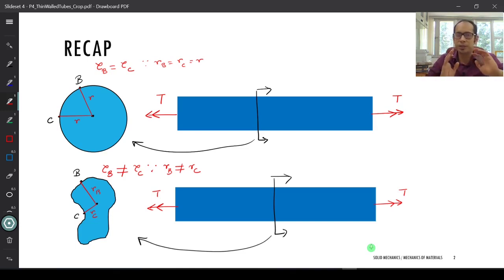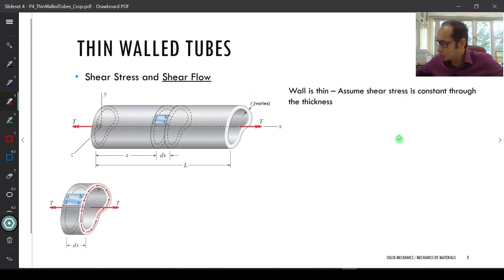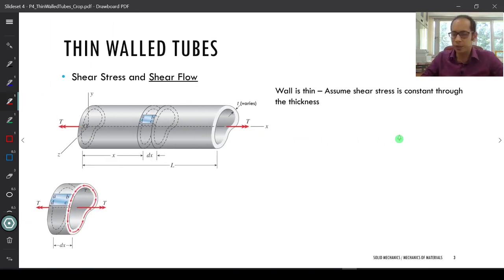Now, once we understand this, let's go to some interesting discussions on thin walled tubes, right? For the thin walled tubes, I'm going to present to you this figure over here. Okay? So let's try to understand the figure, and then we will go into the derivation and discussion on a particularly important item, that is the shear flow. So what you have is a thin walled tube, something like this.